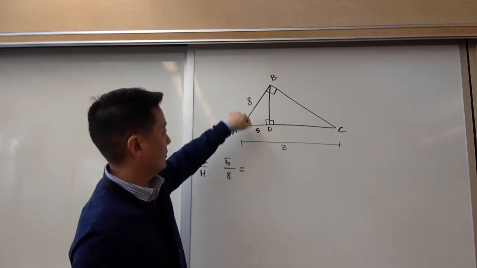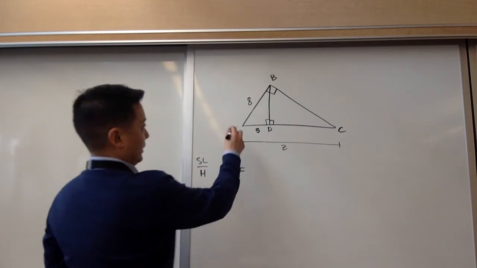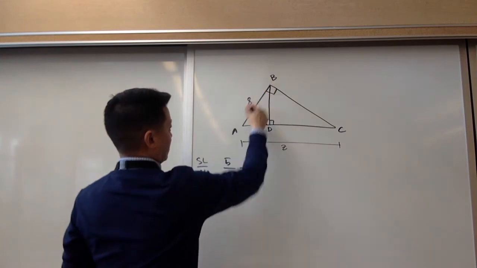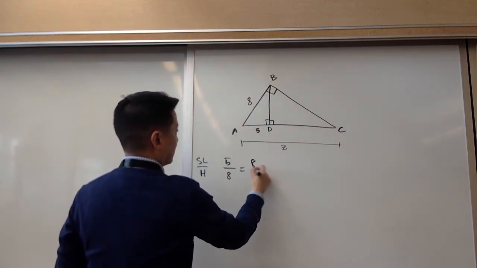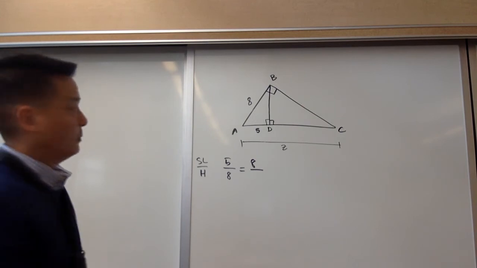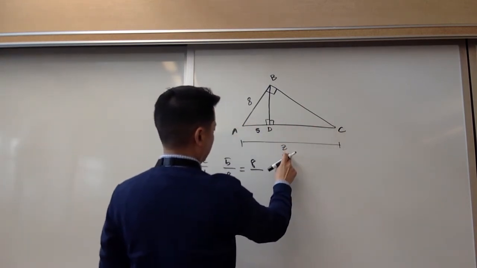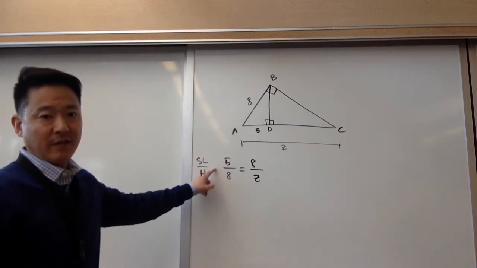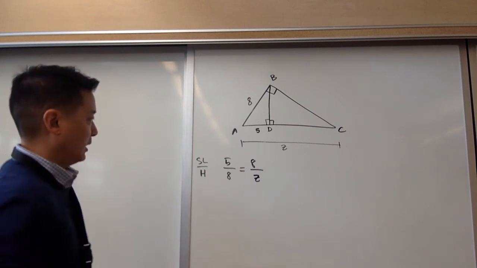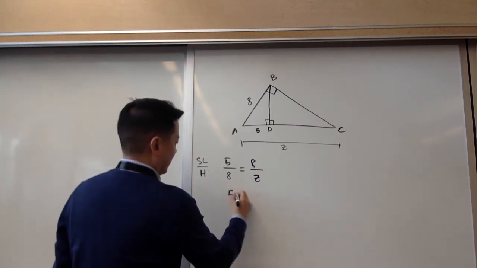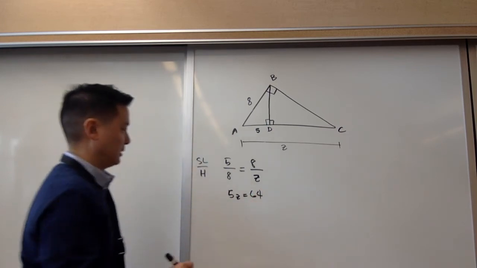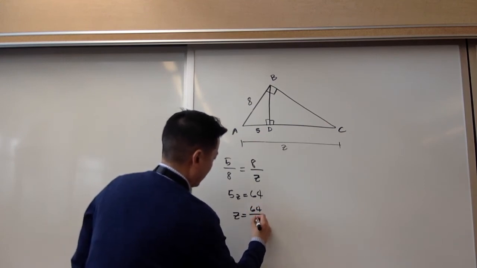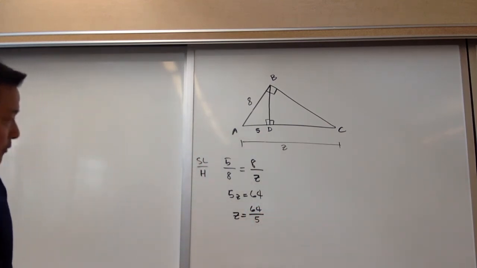So the short leg to the hypotenuse of the smallest triangle is, well, now let's look at the biggest triangle. And the short leg of the biggest triangle is AB, or 8. And the hypotenuse of the biggest triangle is AC, which is Z. So our proportion is 5/8 is equal to 8 over Z. And then cross multiplying, we have that 5Z is equal to 8 times 8, or 64. Z is equal to 64 divided by 5.